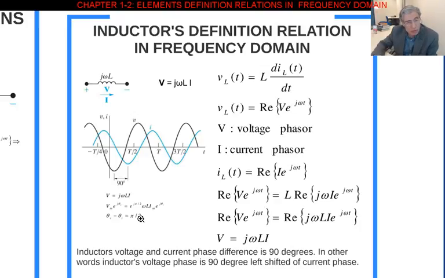So if you shift left the current angle, you get the voltage angle. If you see here, the voltage phasor phase and the current phase difference is 90 degrees. That means this has been shifted right, or this has been shifted left.